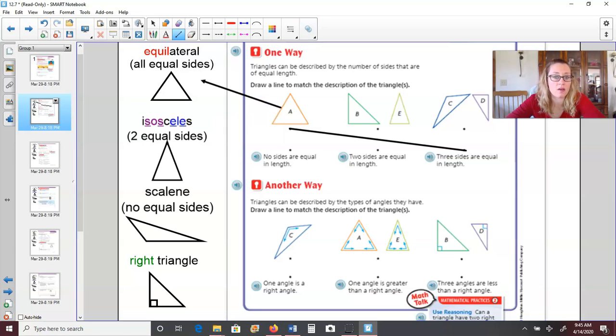If we look at triangles B and E, what can you notice about the side lengths of those triangles? I think it's a little easier to see on triangle E. Triangle E always reminds me of a TP because the two sides coming down of the triangle are the same length, and then you can see there's a short side across the bottom. Triangle B also has two sides that are the same length, but it's the side that's going vertical and then the side that's going horizontal.